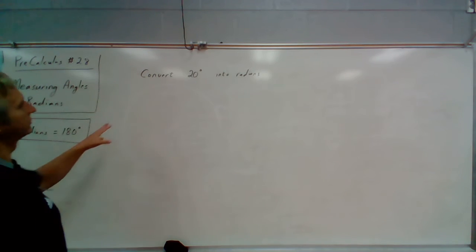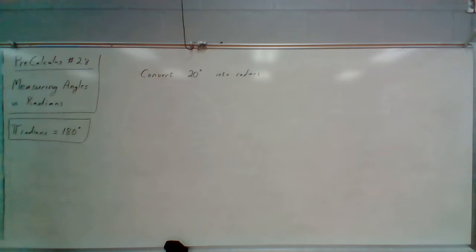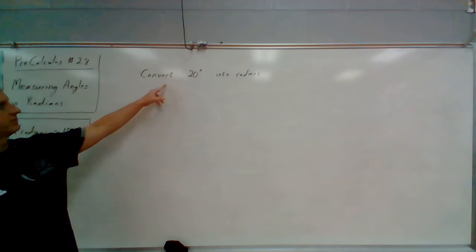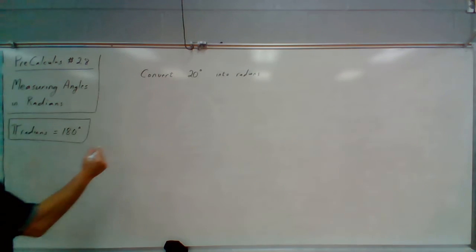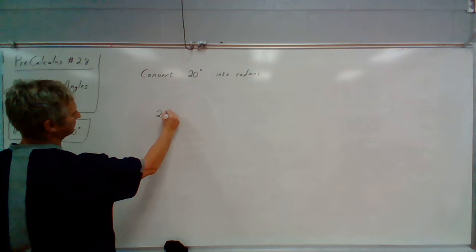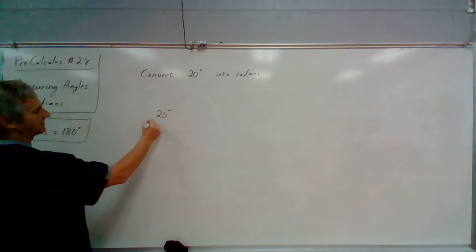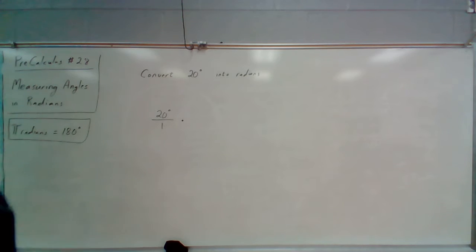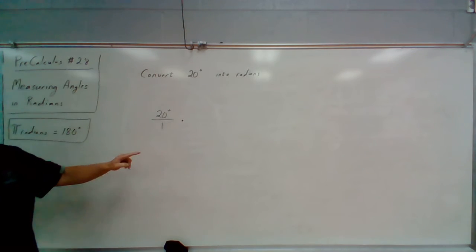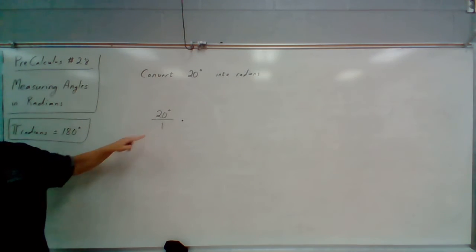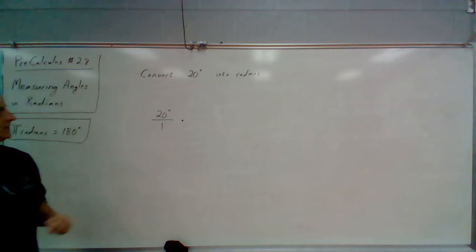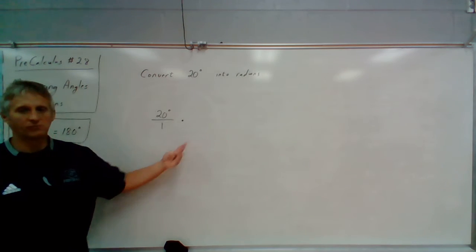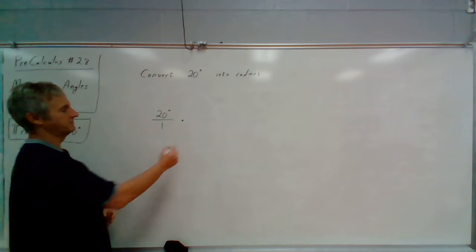All right, so let's work on converting degrees into radians. So suppose I want to convert 20 degrees into radians. Okay, so I'll start with 20 degrees, and I'm going to write this as a fraction, so I'm going to put a 1 underneath it. Okay, I'm going to multiply this by 1, so I'm not going to change anything.